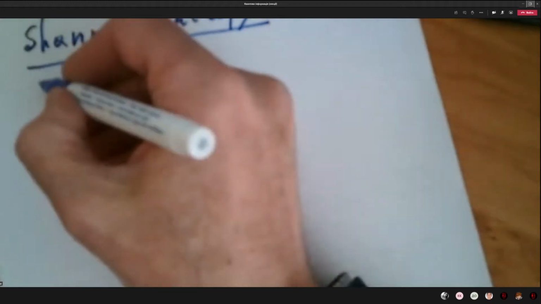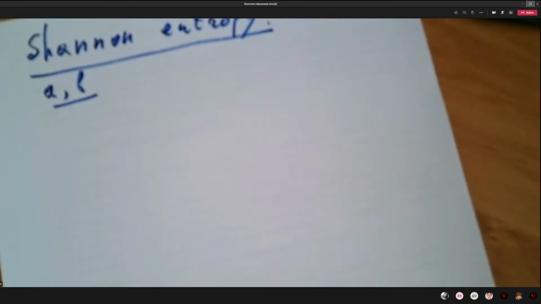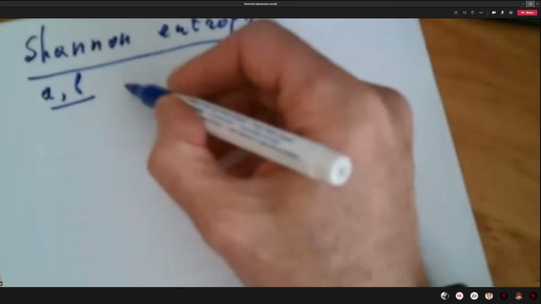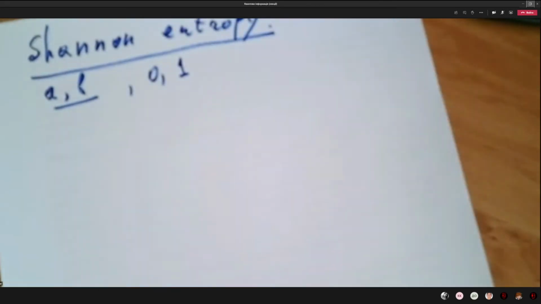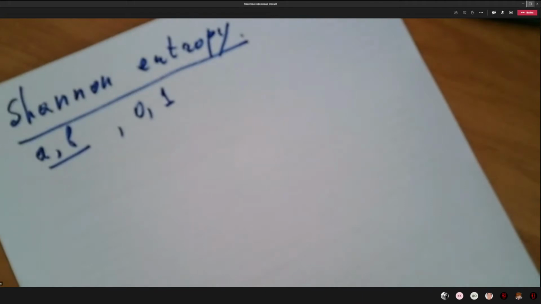Let us consider a very simple example. Suppose that we received some message, and let this message contain only two letters, A and B. This message is a set of these symbols. It can be AB, or instead of AB it can be 0, 1, which corresponds to a classical bit.